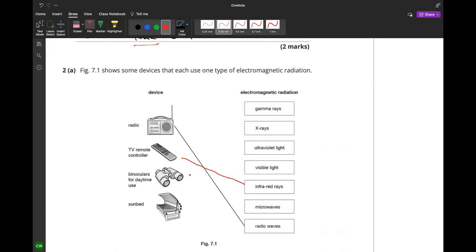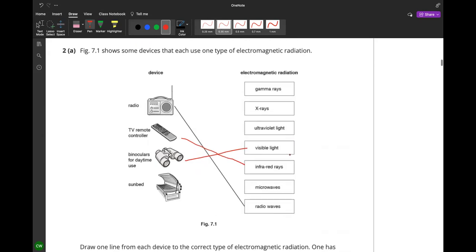Binocular for the daytime use. Visible light for daytime is visible. Sunbed. What is a sunbed for?